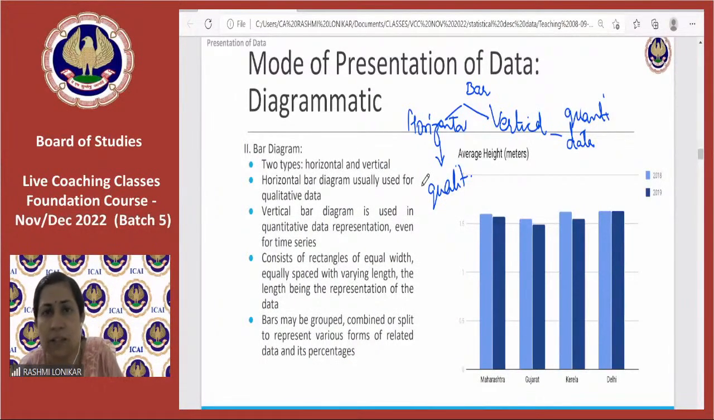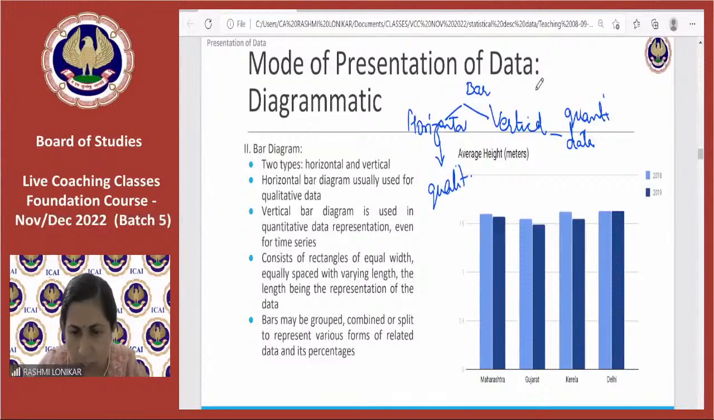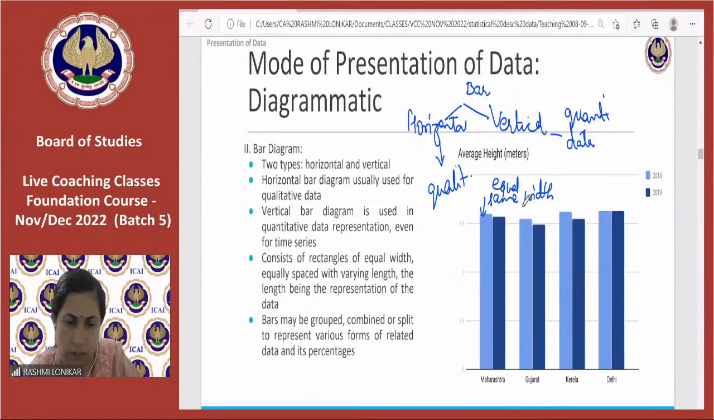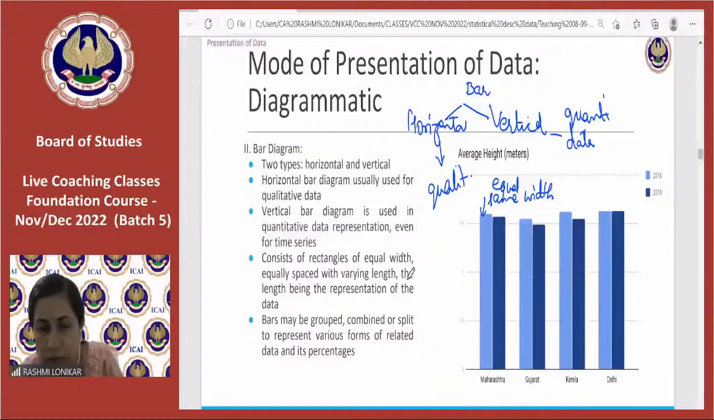How do I represent this in the bar diagram? In the bar diagram, the columns have the same width, or equal width. The length may be different. The width remains the same, the length will be different. They may be grouped, combined, or split depending on the data that you have.